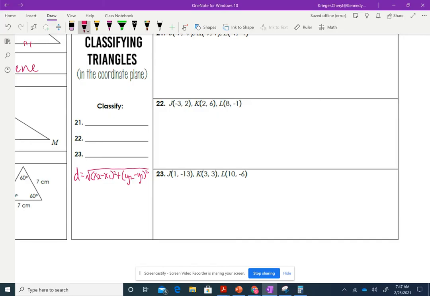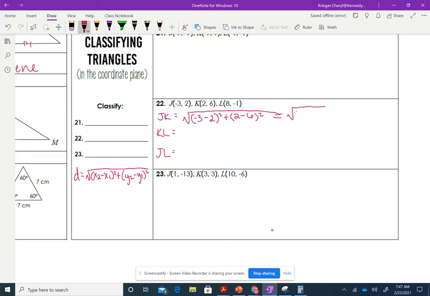Okay, so number 22, I'm going to do the distance formula 3 times to figure out if triangle JKL is equilateral, isosceles, or scaling. So I'm going to find the distance of JK, the distance of KL, and the distance of JL. Those are my 3 sides. Okay, so JK, I have -3 minus 2 squared plus 2 minus 6 squared.